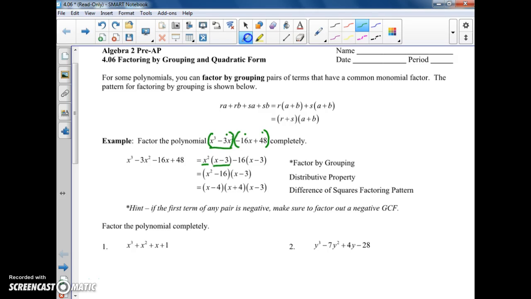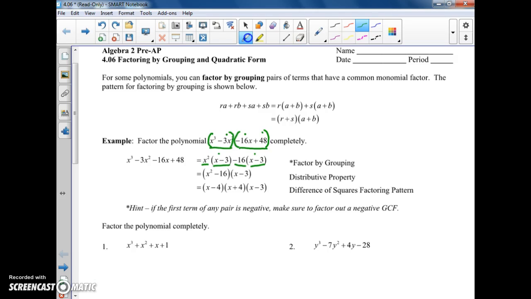Okay, now look at the second parenthesis. Is there a common factor there? Negative 16. Remember, if it starts with a negative, you got to take the least negative out. So it's negative 16. So you take that out. Then what's left over? X minus 3. Okay, all right, now you see what happened? Both of the parentheses match, right? X minus 3. That means you're doing the right thing.